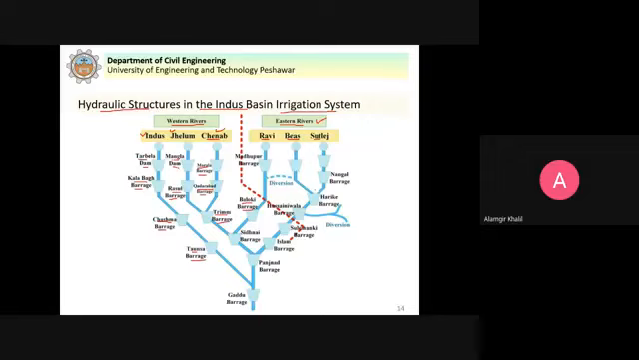The Beas joins the Sutlej River, and the Sutlej River enters Pakistan. We have Sulemanki Barrage, Islam Barrage. Then here we have Sidhnai Barrage. Then we have Panjnad Barrage, and we have the Guddu Barrage. So these are the different hydraulic structures in the Indus Basin irrigation system.